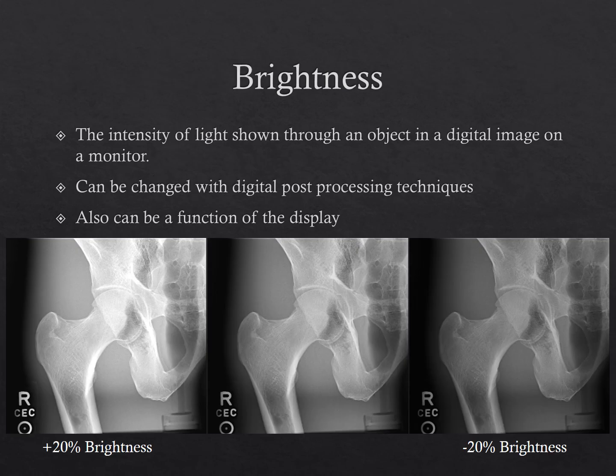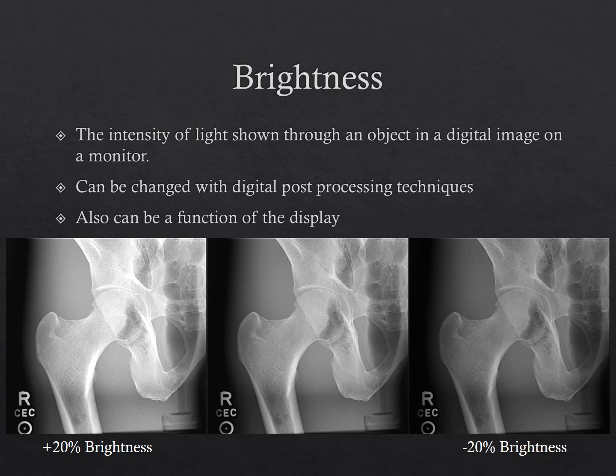So let's look at this example for brightness. Again, here's that definition, the intensity of light shown through an object in a digital image on a monitor. So let's start by looking at this image in the center. We're going to call that our optimal image. So in this optimal image, we can see the trabecular patterns, we can see the different structures, we can see the head of the femur sitting inside the acetabulum. So when we change the brightness or we increase the brightness, literally it just increases the intensity of light coming through.